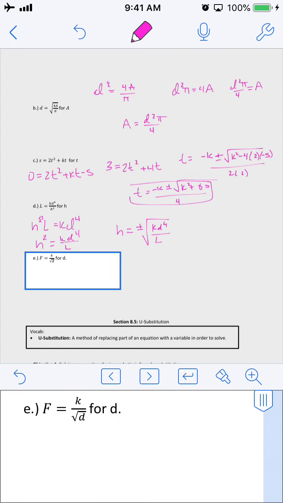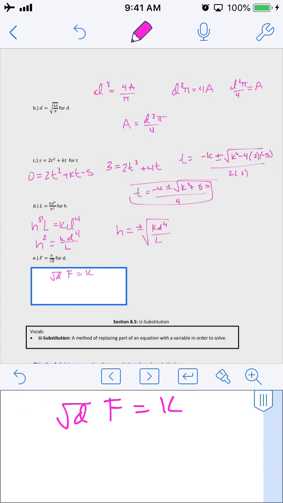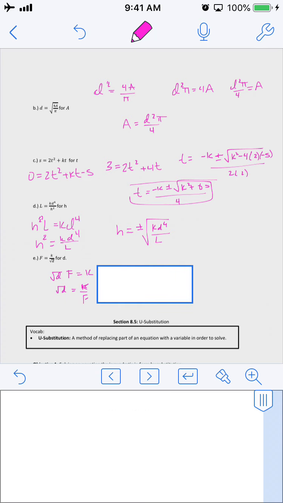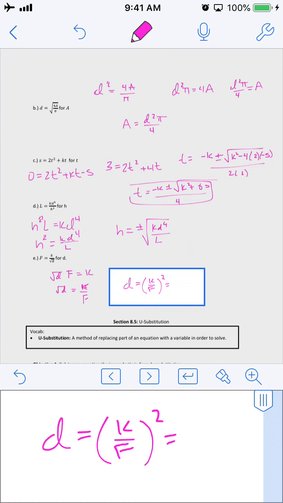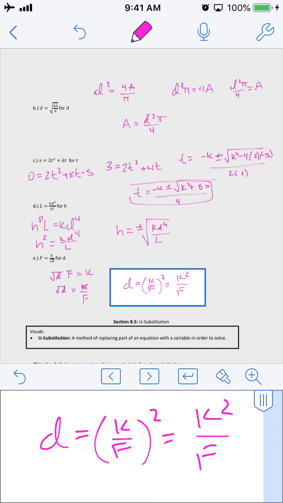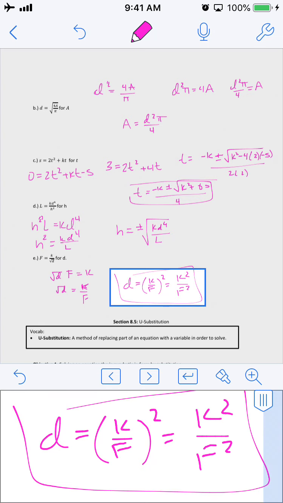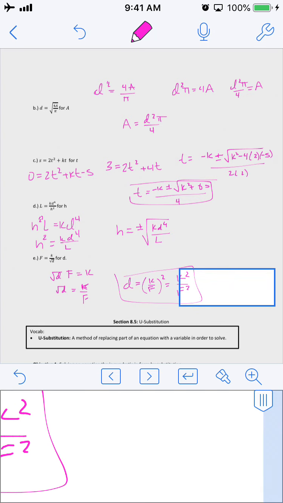F equals k over square root of d, solve for d. So move the d out: square root of d times f equals k. A lot of people think that square root's going to make it really stuck in the bottom there. It's not. It's the same idea. It's dividing by this thing, so I multiply that thing to both sides, and it goes to the other side. Square root of d equals k over f. Now, instead of square rooting both sides, I'm going to square both sides. And I get d is equal to k over f, squared, or, if you prefer, k squared over f squared. And I'm done.